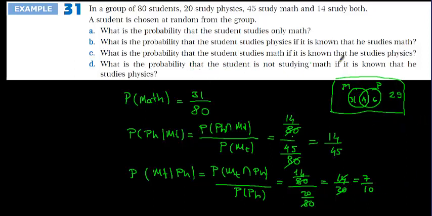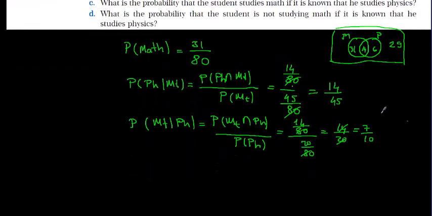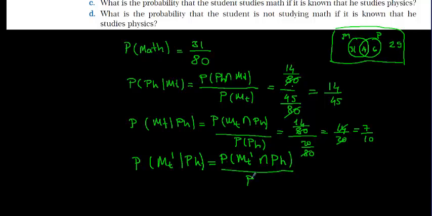What is the probability that the student is not studying math if it is known that he studies physics? Not math, outside of the math, means totally 35 students are not studying math. And we know that the probability of not math, given that he studies physics, is the probability of not math intersection physics over the probability of physics.